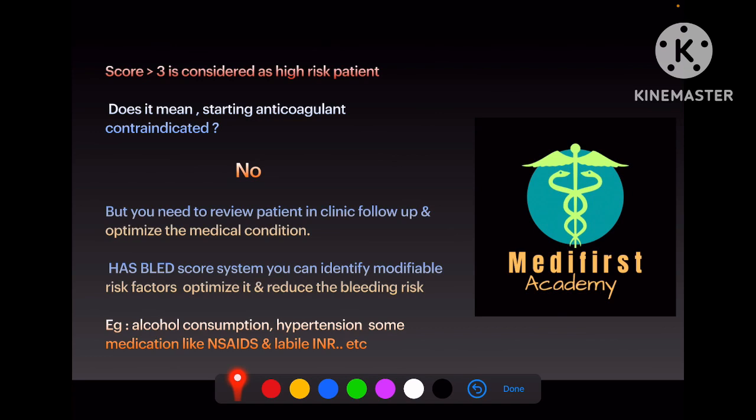So it is a very important scoring system. When you utilize your CHA2DS2-VASc scoring system to consider restarting anticoagulant, in the same way I would suggest applying this HAS BLED scoring system, getting a basic idea about the bleeding risk in that particular patient, trying to optimize his medical condition and modify his modifiable risk factors, and then start the anticoagulant. That's what I just wanted to explain in this video.